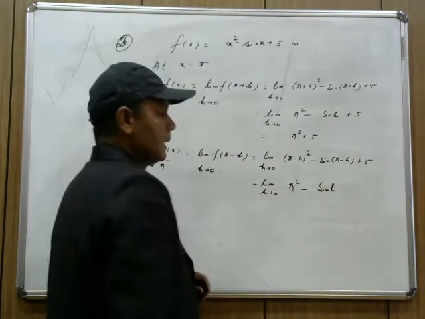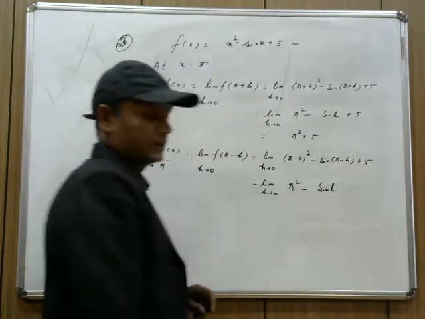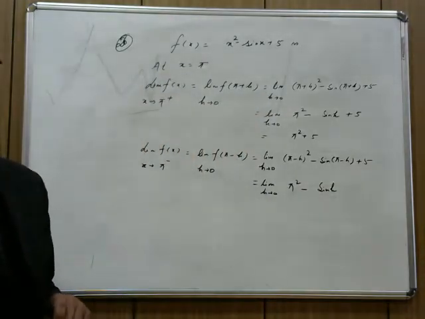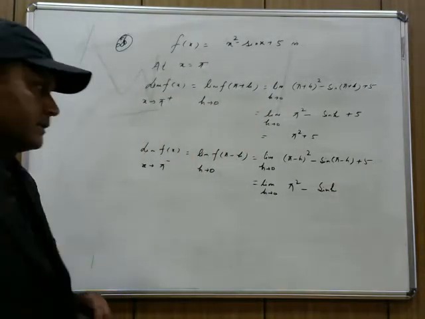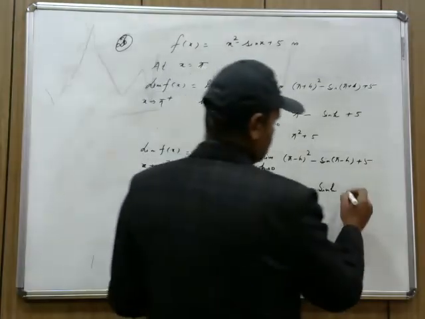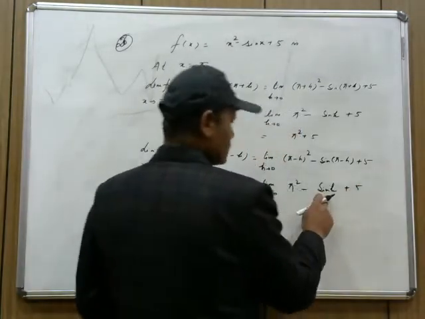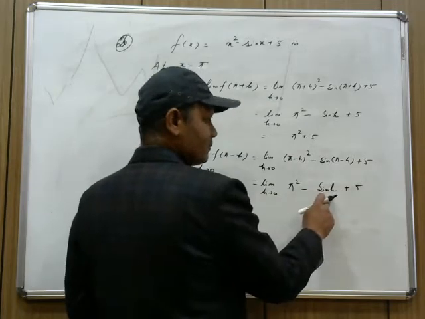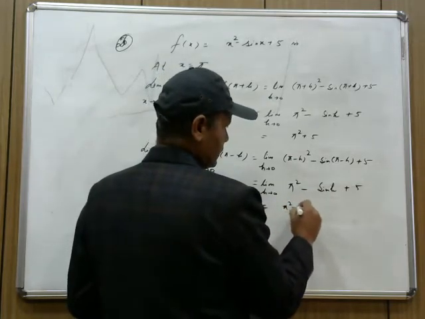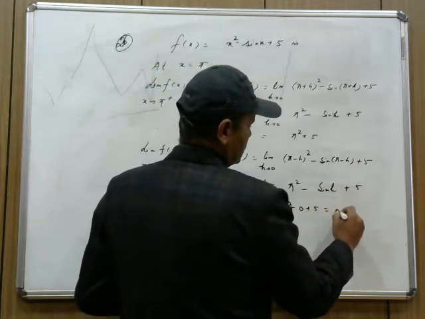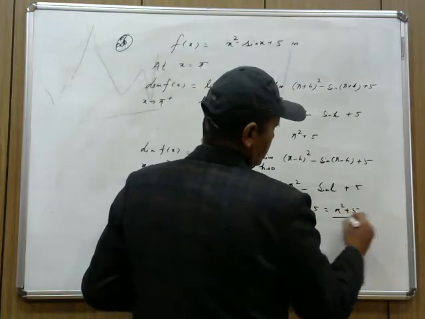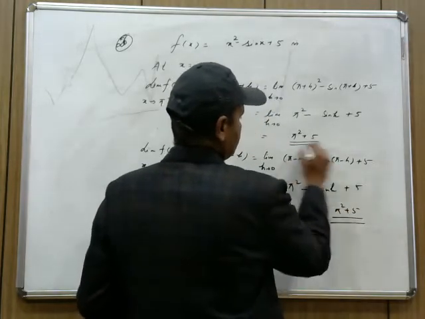Right? Now sine h, in the second quadrant, sine is positive. Now plus 5. Now h tends to 0, therefore sine 0 will be 0. Therefore we will get here pi square minus 0 plus 5 is equal to pi square plus 5. This is pi square plus 5. This is also pi square plus 5.